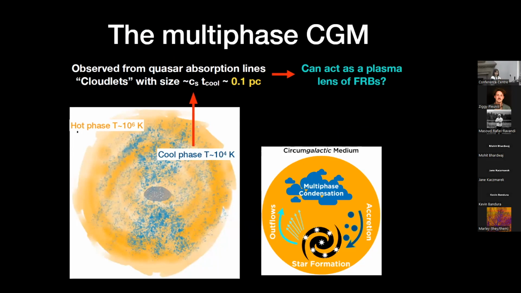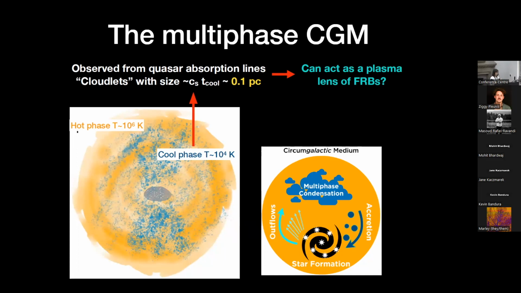One is a hot phase, 10^6 Kelvin for a Milky Way size halo. And then there's the cold phase, 10^4 Kelvin. So the picture here is that the cold phase is like tiny cloudlets, like raindrops embedded in a hot phase, which is the hot diffuse gas. And these two phases are in pressure equilibrium with each other.